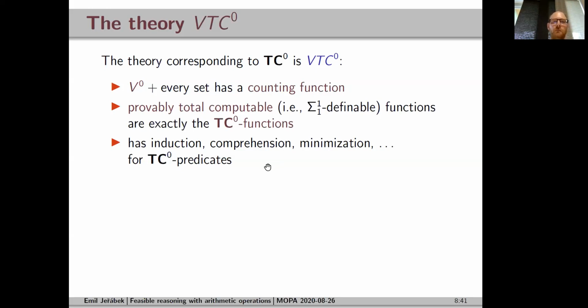We have the comprehension, induction, minimization, and so on for TC0 predicates. So we can think of an extension of the language of the theory, so that we have function symbols for all TC0 functions, and then we have sigma B0 comprehension and so on in this extended language in this theory.